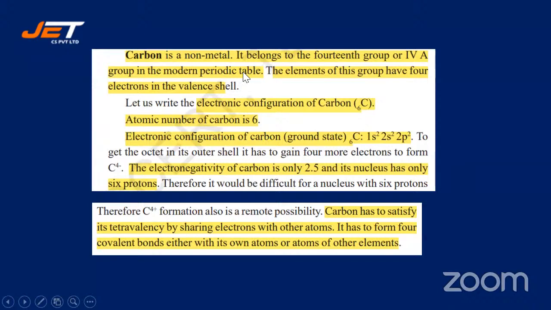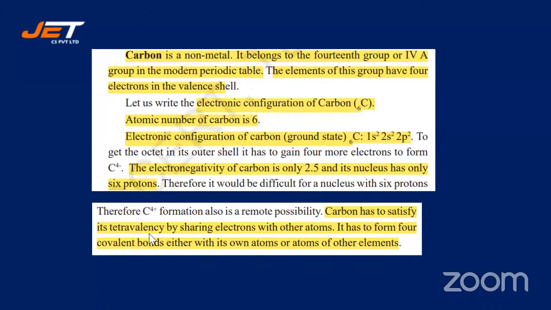Carbon is a non-metal. It belongs to the 14th group or 4A group in the modern periodic table. The elements of this group have 4 electrons in the valency shell. Coming to the electronic configuration, here you can see 1s2, 2s2, 2p2. The atomic number of carbon is 6. The electronegativity of carbon is only 2.5 and its nucleus has only 6 protons.